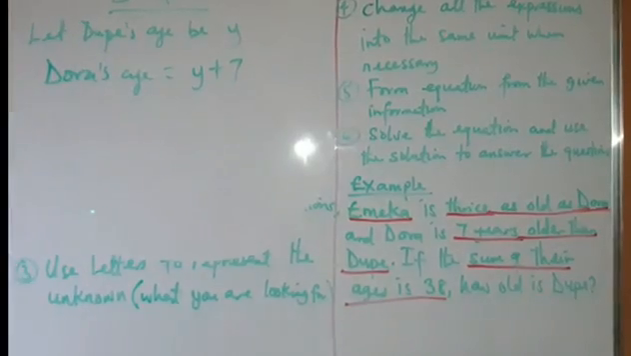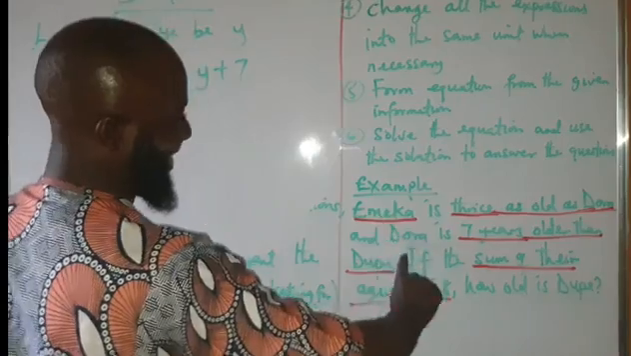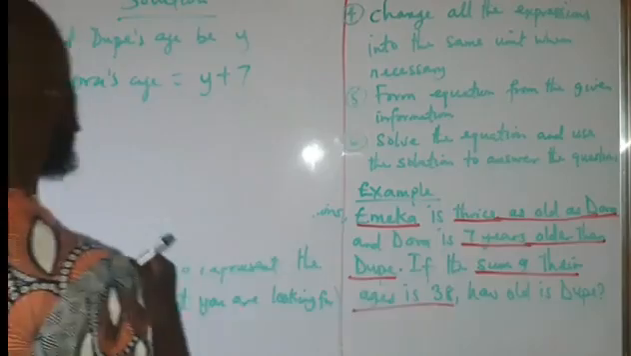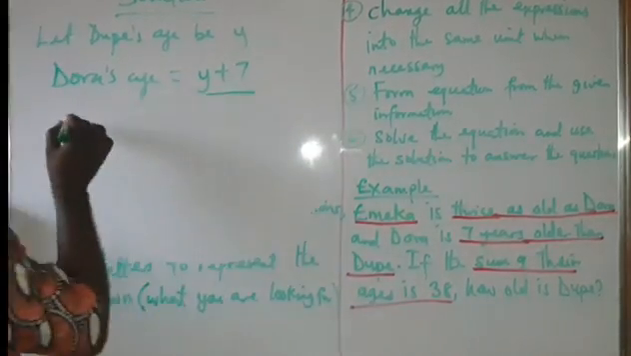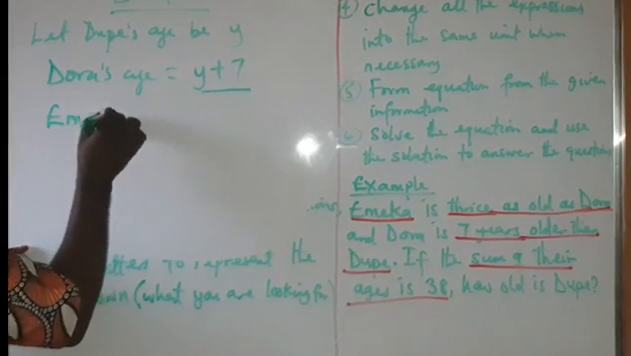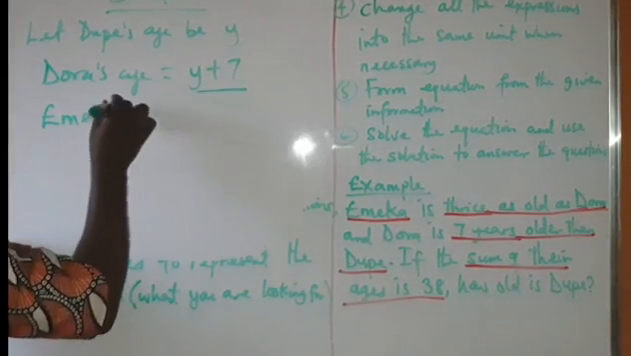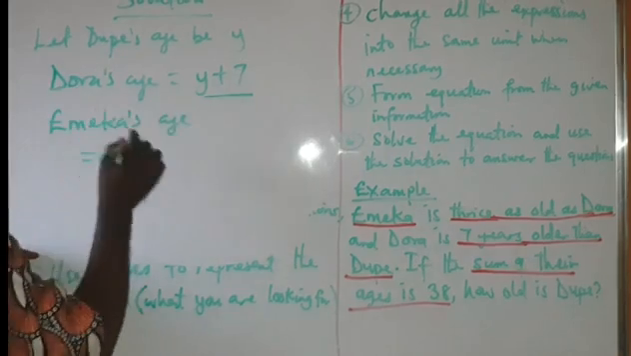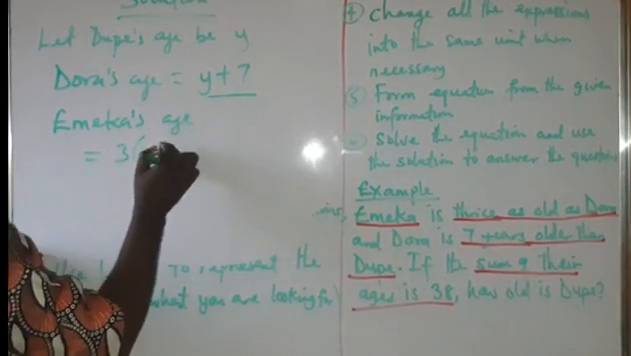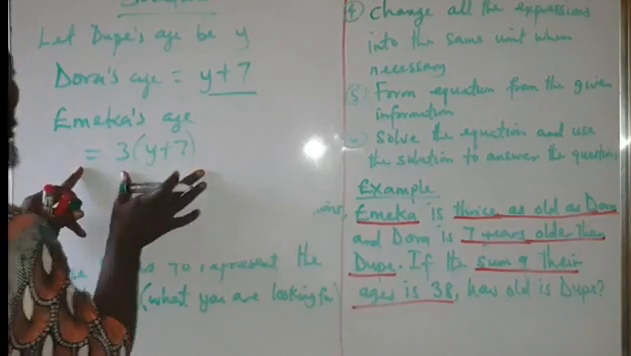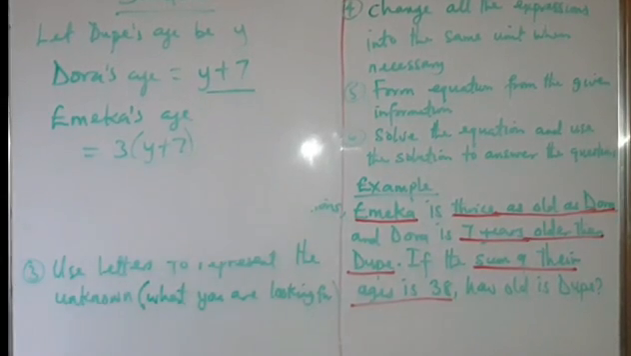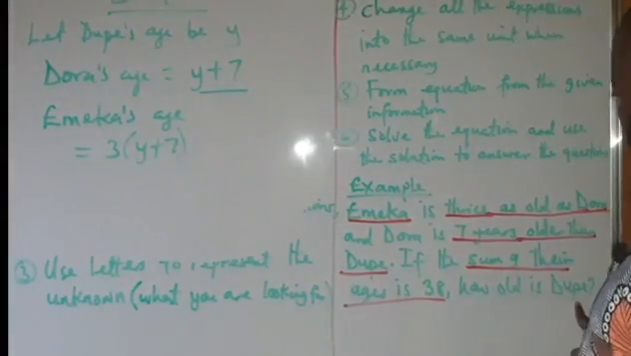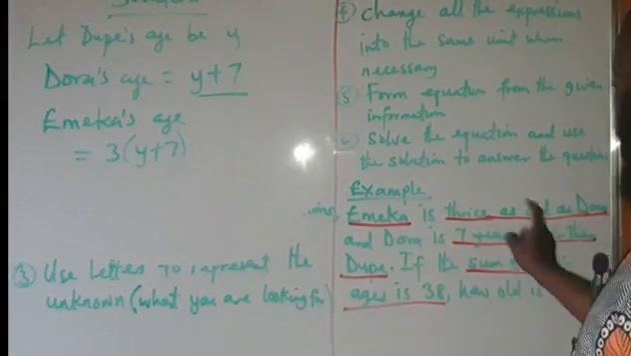So that is the next one. Emeka is thrice as old as what? Dora. So that means this is the age of Dora. So Emeka's age will then be 3 times the age of Dora. That will be 3 multiplied by y plus 7. This is the age of Emeka. I've been able to interpret from the age of Dupe to Dora to Emeka.